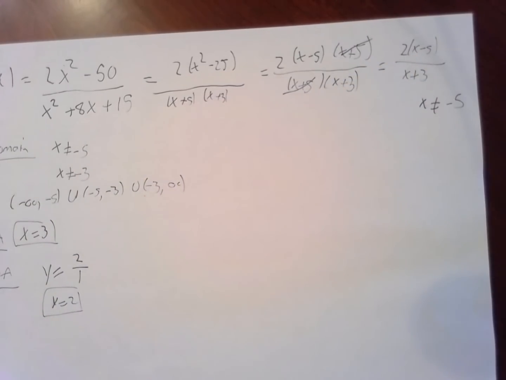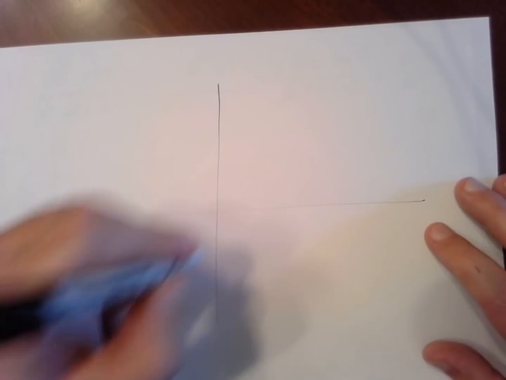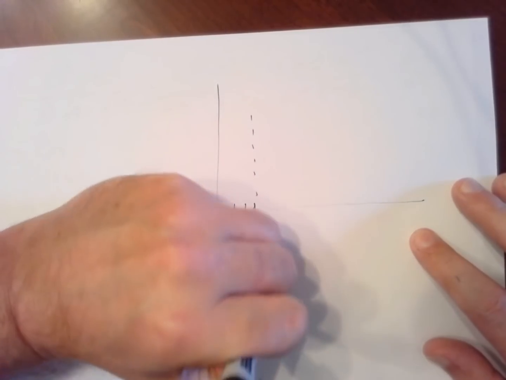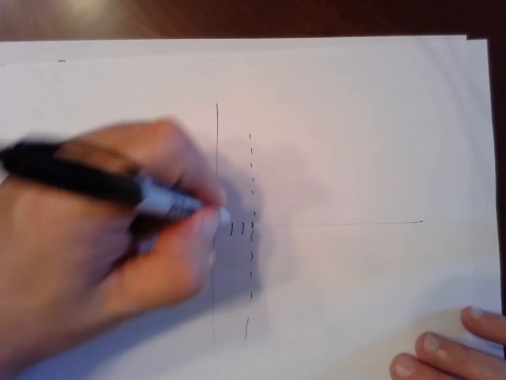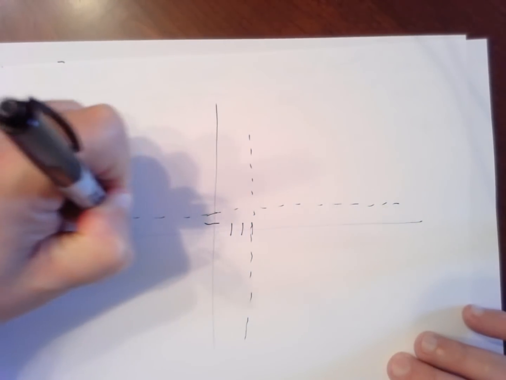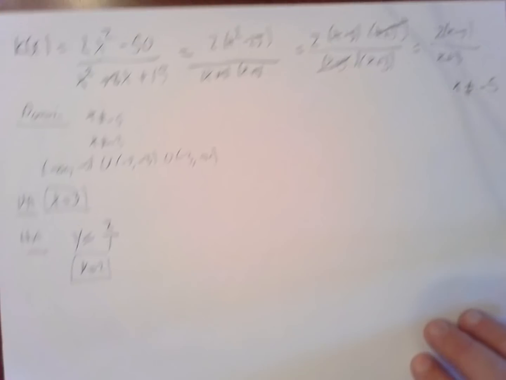There's my horizontal asymptote. Let's put that stuff on the graph. So I get x equals negative 3 was the vertical. Y equals 2. Is that what I got? Yep, y equals 2 is the horizontal. Okay, I find intercepts.